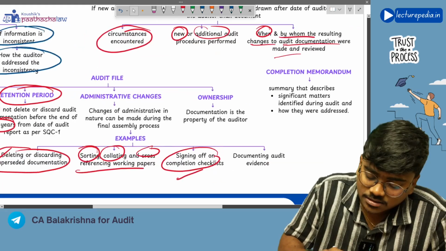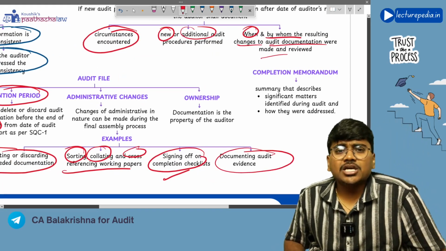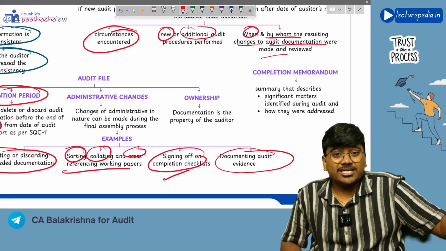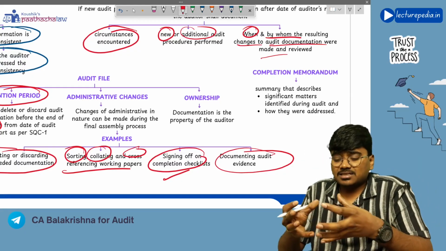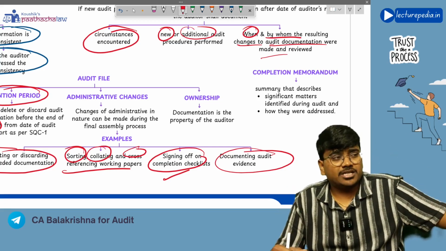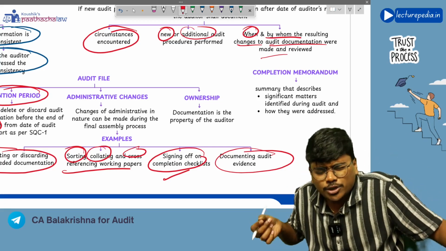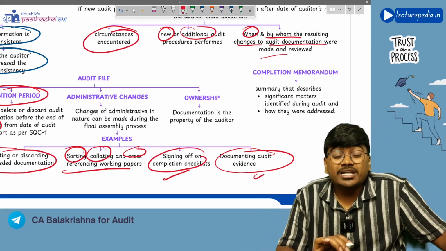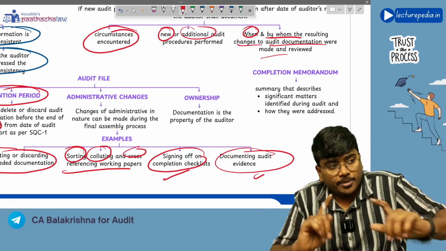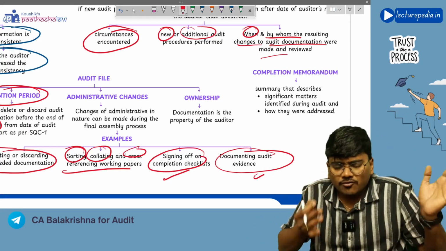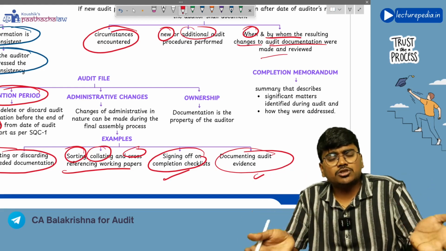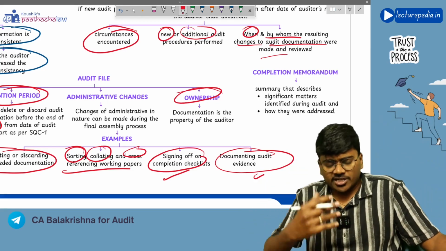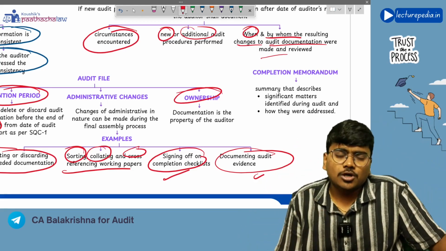Next, documenting any audit evidence which was previously discussed before the date of audit report. You have discussed the audit evidence with the engagement team and it was approved, but at that time you forgot to keep it in the audit file. Now you are keeping it in the audit file. This audit evidence is not obtained after the date of audit report. Before the date of audit report only you have obtained it, but you forgot to keep it in the audit file. Now you are keeping it. This is also an administrative change. Got it? Next, ownership. Who is the owner of the audit documentation? Of course, the auditor is the owner of the audit documentation.